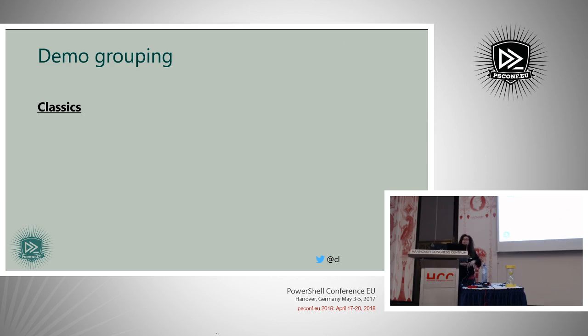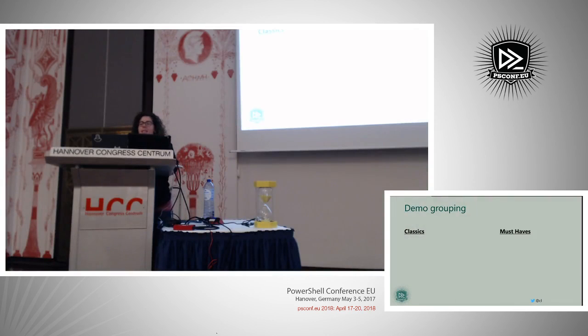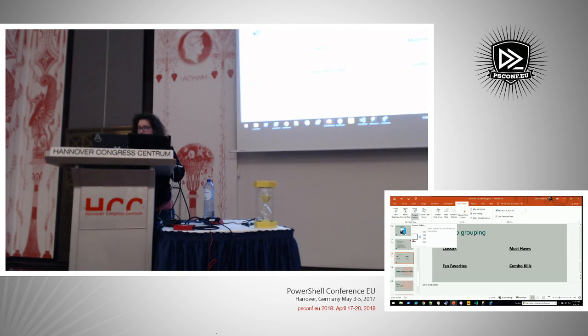All right, so now we're going to get to the demo. In the demo grouping, we're going to have some classics. We're going to have some must-haves. These are the things that I wanted in dbatools before we went to 1.0. We're going to have some fan favorites, like whenever people lose their minds, I threw that in there. And then also the combo kills that really show the power of PowerShell. So let's get to the demo.